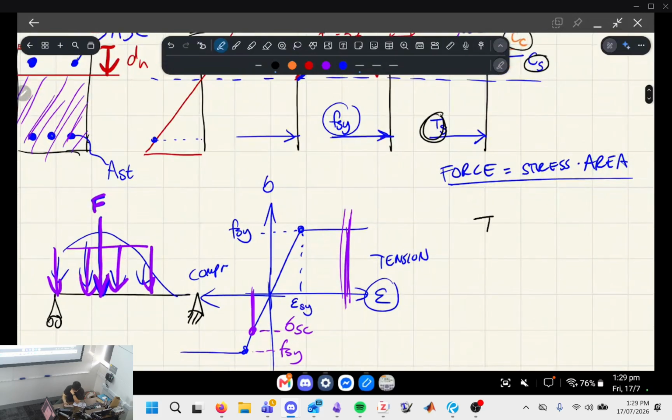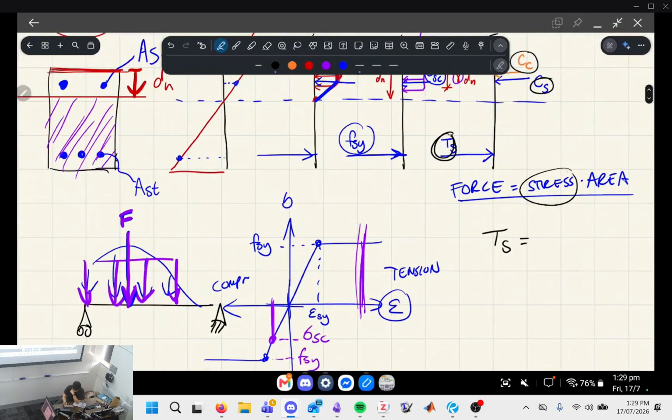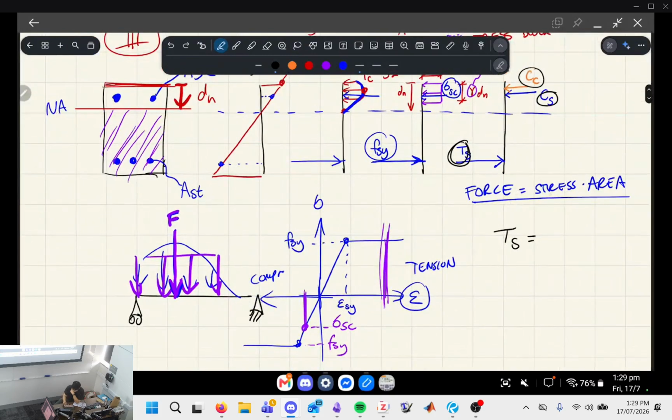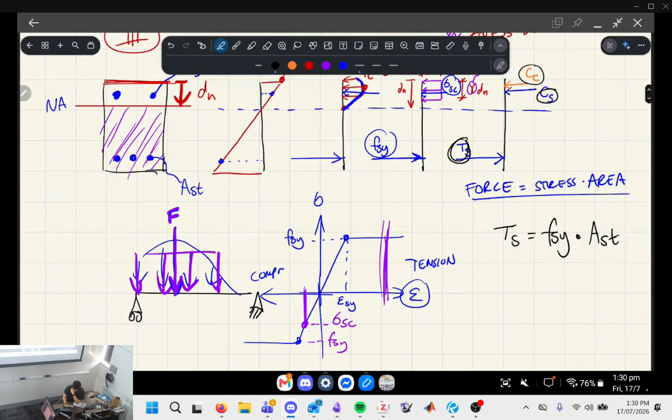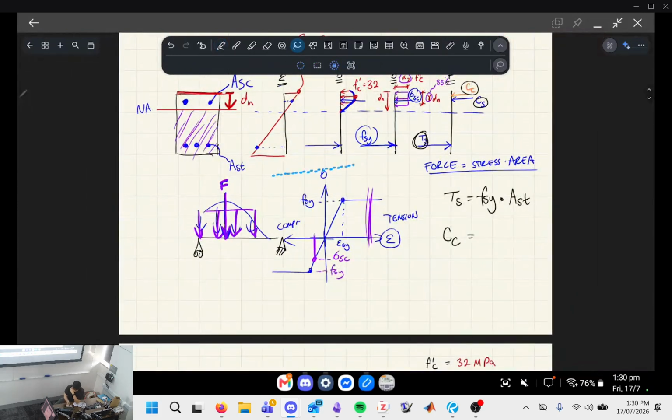TS is the tensile steel. So we want to multiply the stress by the area. The stress is going to be FSY, and the area is going to be the area of the tensile steel. No dramas whatsoever. The next easiest one is going to be the compressive concrete block. I'm going to delete all this.